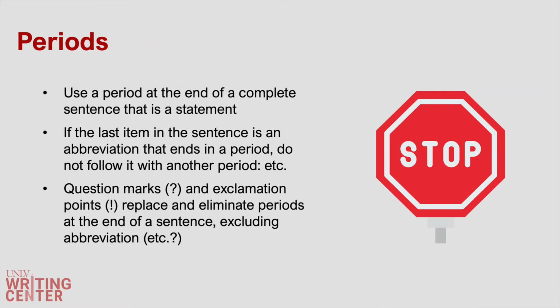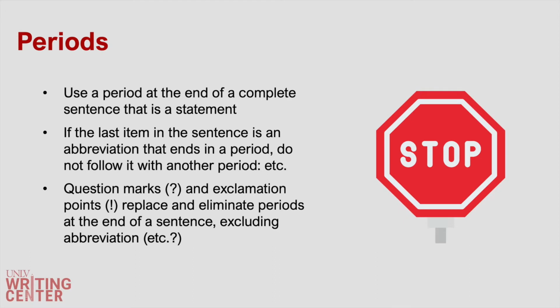The first major type of punctuation mark is the period. If you're thinking about punctuation in terms of a traffic signal, a period is a full stop and signifies the end of a complete sentence or a thought that is a statement. A period can follow an independent clause, which is a phrase that has a subject and a predicate.